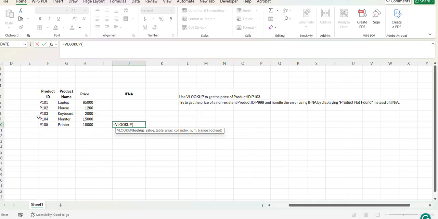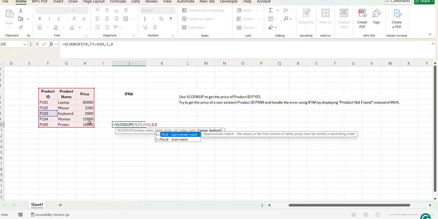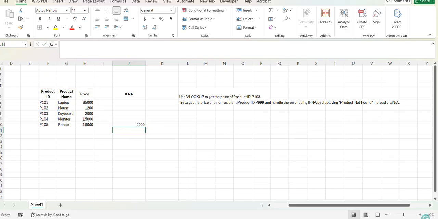So lookup value is P103, table array, column number 3 which is price, and exact match. Yeah, so 2000. Yeah, so it's 2000 for P103.